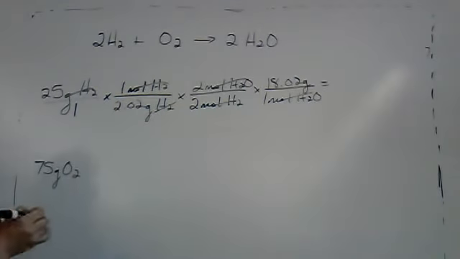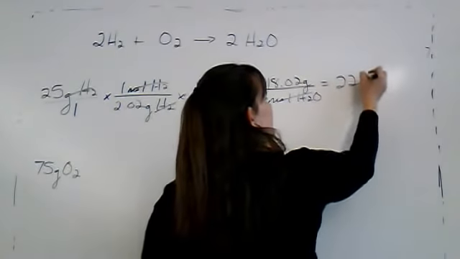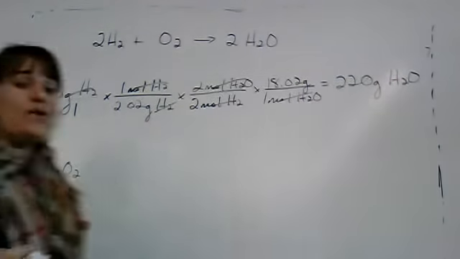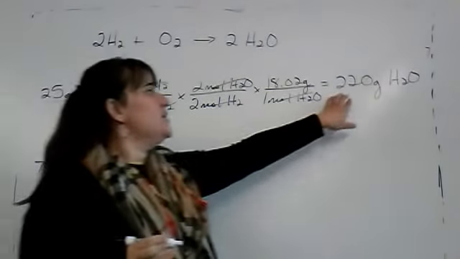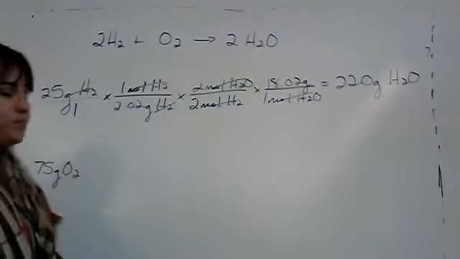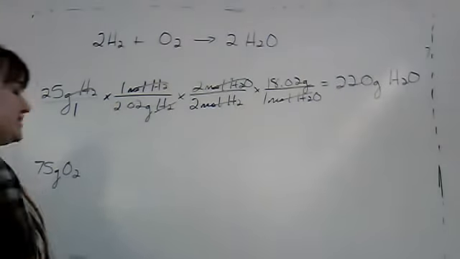All of our units cancel. With significant figures, we end up with 220 grams of water. So with 25 grams of hydrogen, the most water that we can make is 220 grams of water, which is quite a bit. Okay. Now I want to check our oxygen, and again, it's the exact same process.